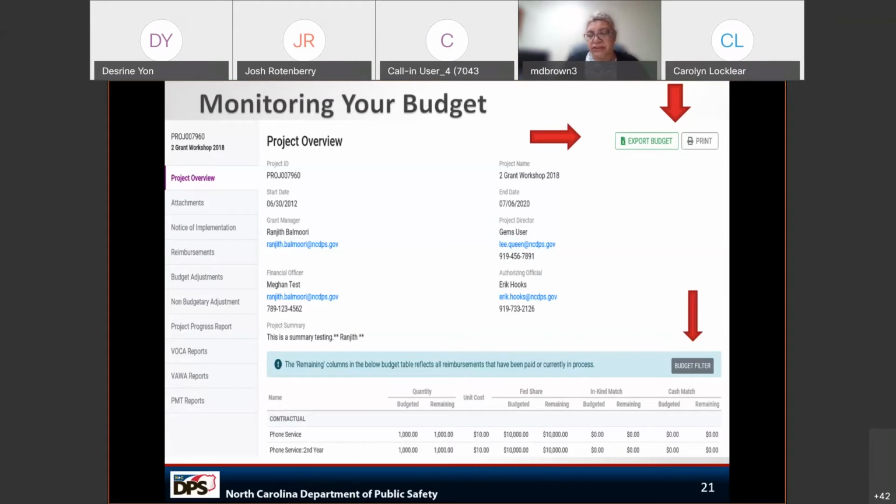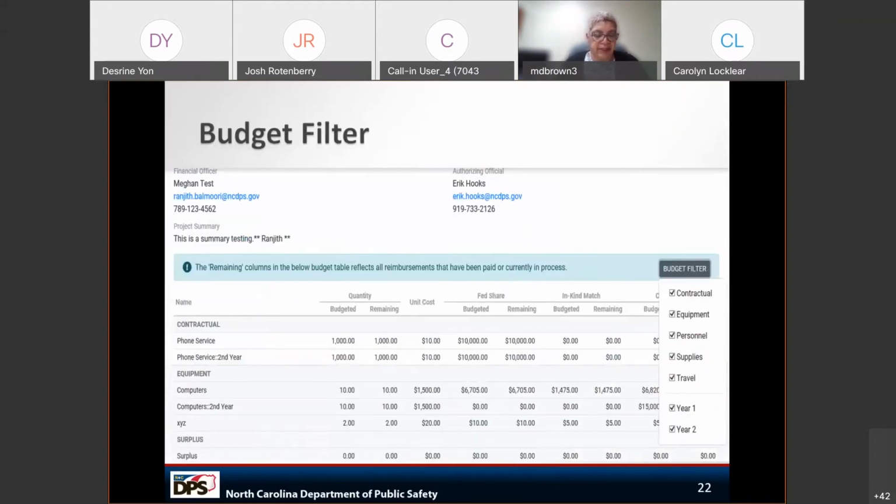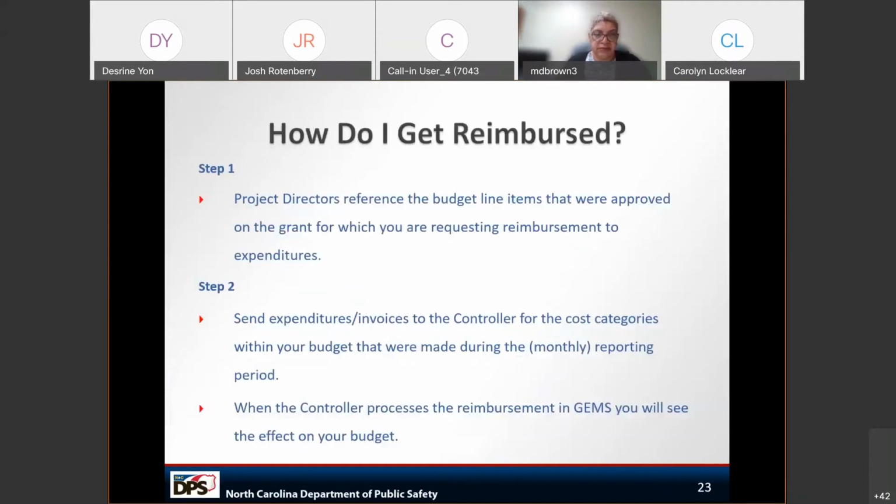We talked earlier today in the plenary as well about how to get reimbursed, but I just wanted to go back over the 4 steps to reimbursement. And again, like I just said, your budget is directly related to your reimbursements. So your project directors, you're referencing the budget line items that are approved on the grant for which you're requesting your reimbursements. Always only ask for the budget line items that are approved. If you need to make changes, that's a budget adjustment, and you need to discuss that with your grants administrator.